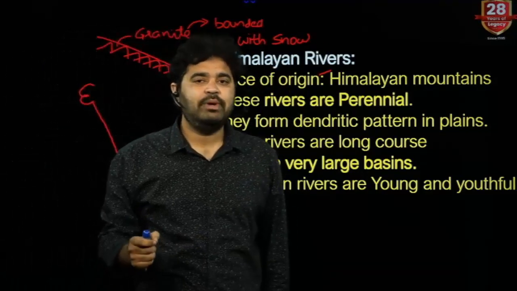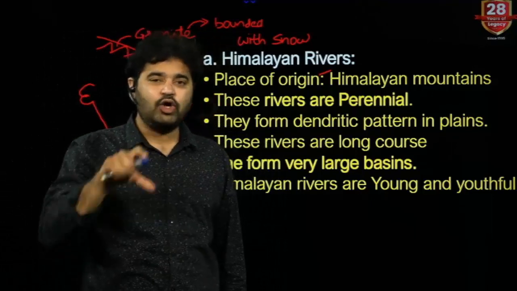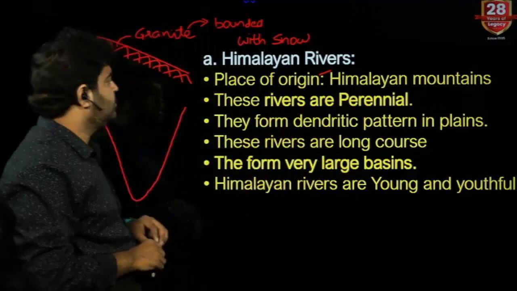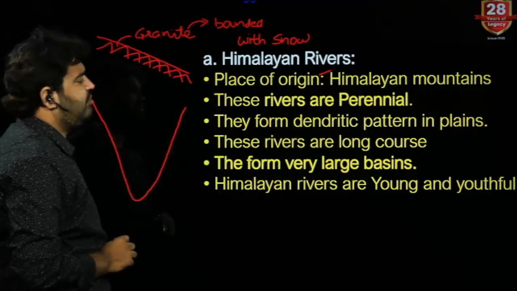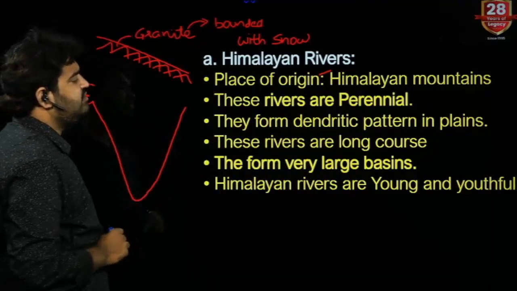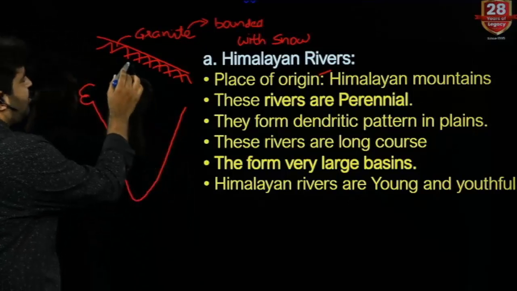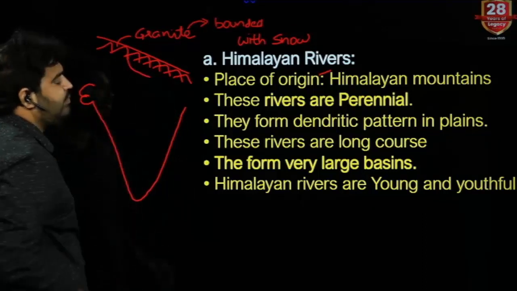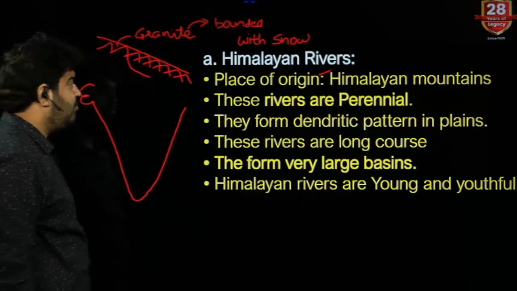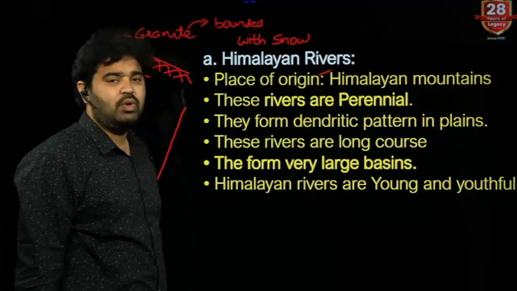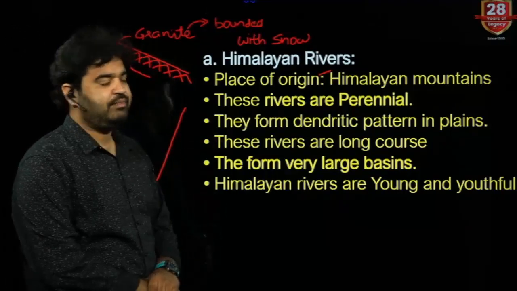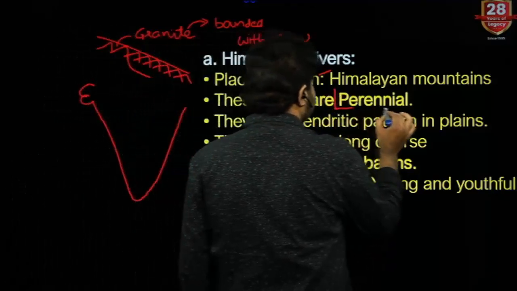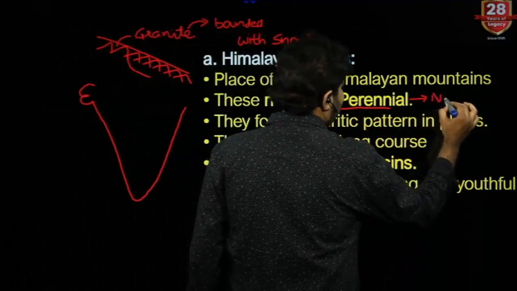Internally, the Himalayas are made up of granite, and externally that granite rock system is covered with snow. So Himalayan rivers originate from the Himalayan mountains. These rivers are perennial. The Himalayan mountains have glaciers. When these glaciers melt, they turn into water and merge with the river. So these rivers are perennial. Perennial means never dries up.